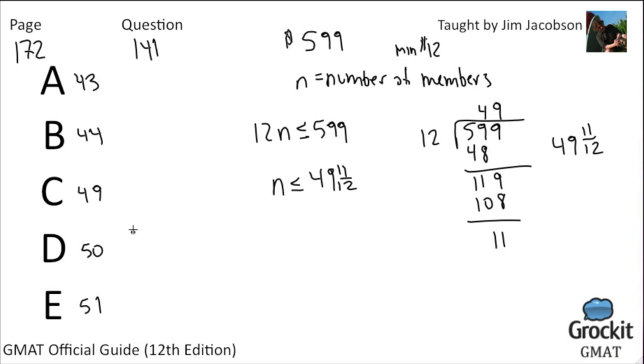And so that's really where this trap is, right here, these two numbers. If you forget that N actually needs to be less than this, because we can't go over $599, you might have chosen 50, saying, well, that's almost 50, we can't have partial people, but we really do need to round down. So it actually needs to be 49. 49 people in this club. Enter choice C.